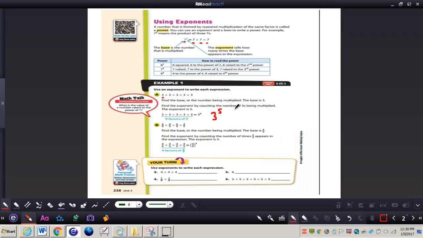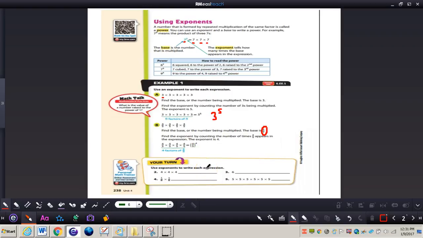The first step, once again, you want to find the base of the number being multiplied. So the base is 4/5. Pretty easy there. Now you want to find the exponent by counting the number of times 4/5 appears in the expression. So the exponent, we can see, since there's 4/5 being multiplied 4 times, it'd be 4/5 to the power of 4. Now there is a parentheses whenever you're dealing with a fraction.